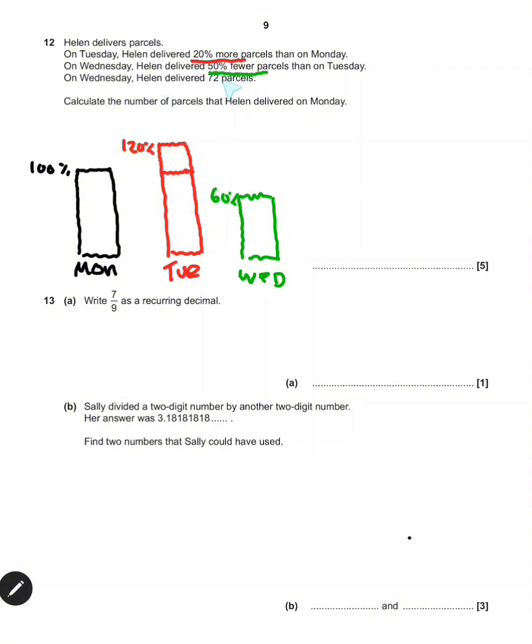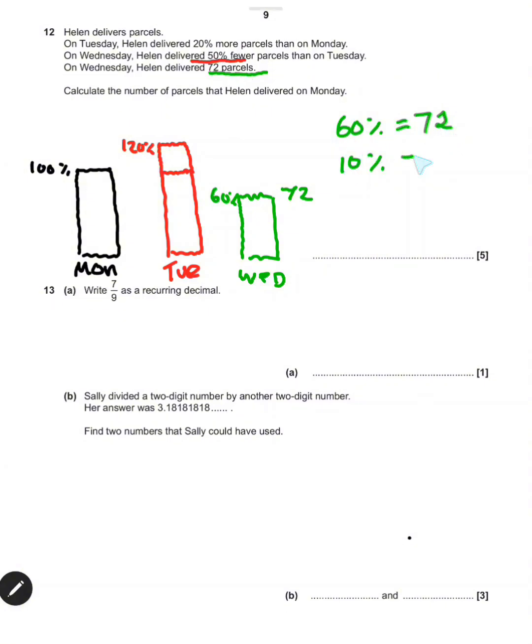And we're told that 60%, what she delivered on Wednesday, is 72. When we know that 60% is 72, we can work out 10%. Just dividing by 6. And 72 divided by 6 is 12. So 10% is 12. We can now build up to the 100%, and that is Monday's total. That is what we're actually looking for. 100% times by 10 is 120.